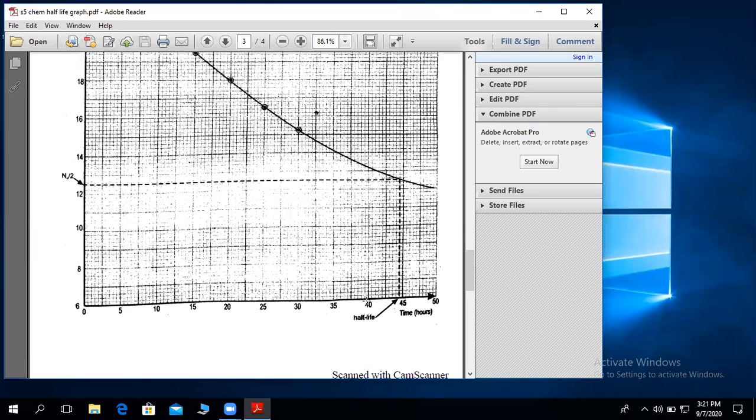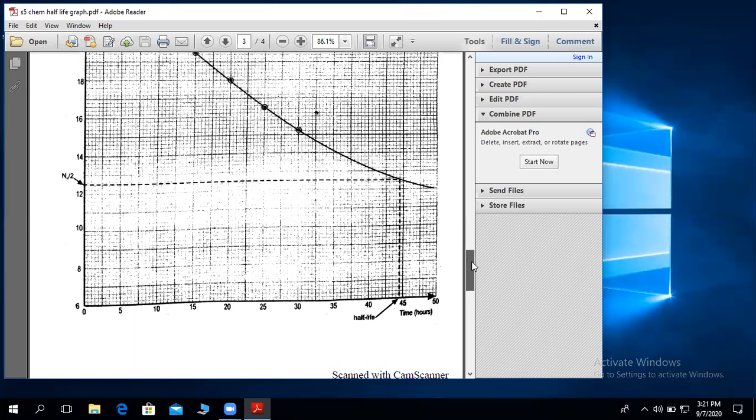Up to here is 40, but look at the scale that you are using. You are using 2 centimeters to represent 5 units. So meaning each two small squares represent 1 unit. So if this is 40, this will be 41, this will be 42.5, and these are 4 small squares, which is 2. So it becomes 44.5. That is the half-life there.